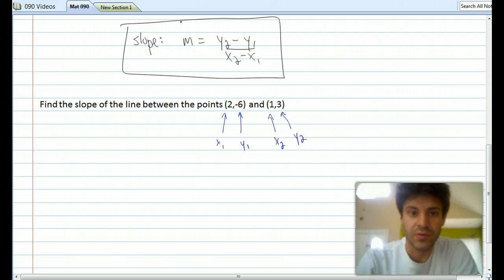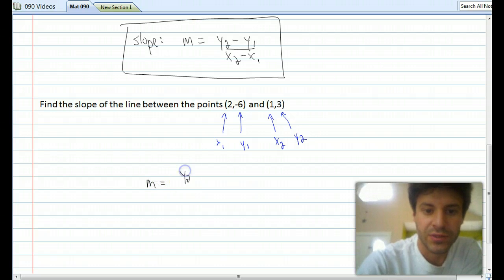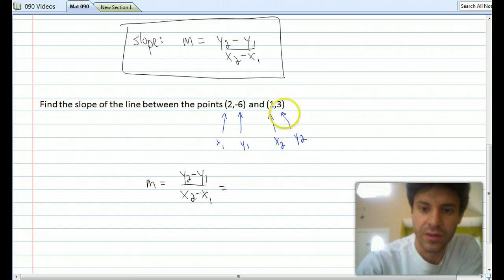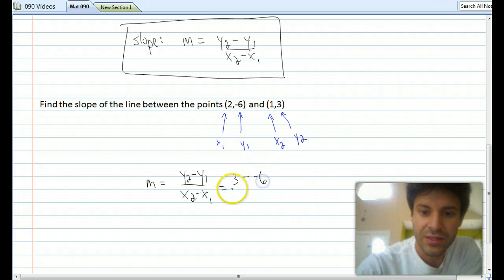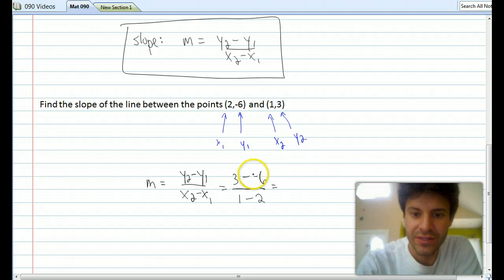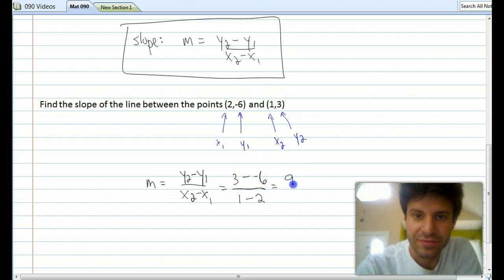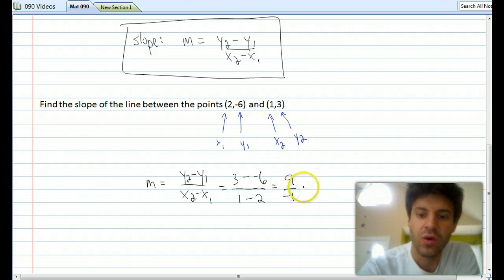Let's plug all of those numbers into our slope formula. We have m equals y2 minus y1 over x2 minus x1. Now let's plug all of our numbers in. 3 minus negative 6 over 1 minus 2. Do the fairly simple calculation. 3 minus a negative 6 is a positive 9, and 1 minus 2 is a negative 1.